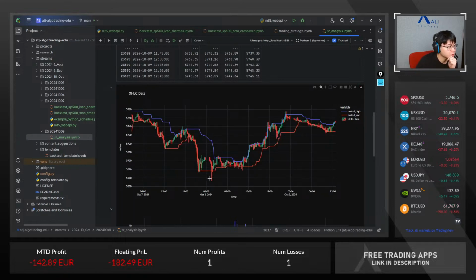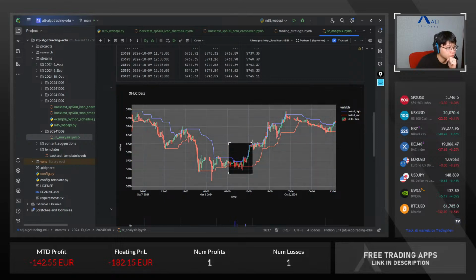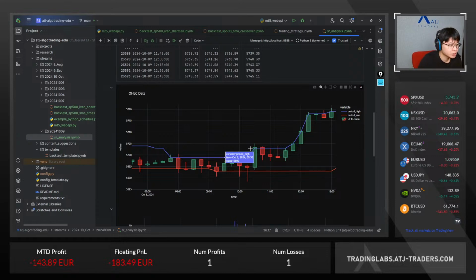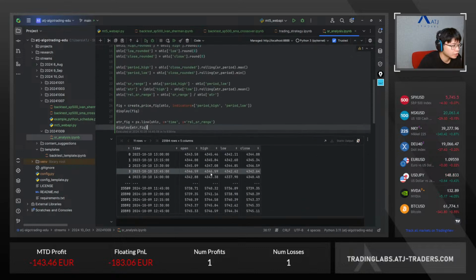All right, so now it looks very interesting, actually. If you look at this setup, it looks very interesting. Here we have a very narrow range, as you can see. And in this narrow range, we then see a breakout candle. This breakout candle looks like a potential entry because then, as you can see, we had some short retracement and then it bounced up.